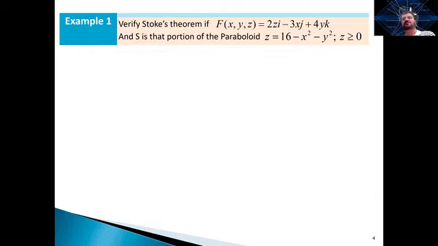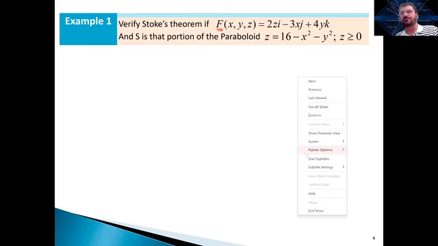Here's an example. Verify Stokes' theorem. I'm giving you the force function. The object is moving, and S is the portion of the paraboloid. This is our paraboloid. Let's grab the paraboloid. Here it is.